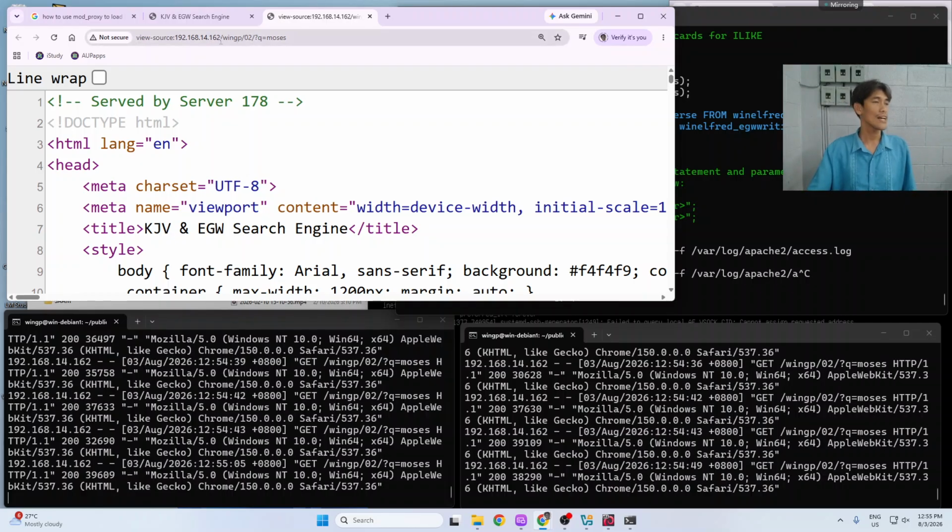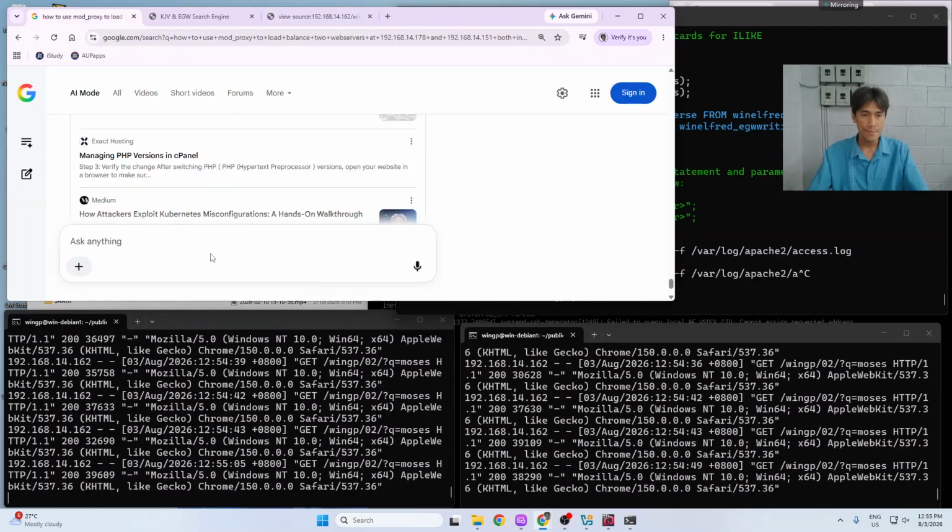So both web servers below serve the same IP address, di ba? Sa 162 ako, do you understand, class? I'm visiting, my URL is 162. 162 is the load balancer. But the backends are 178 and 151.